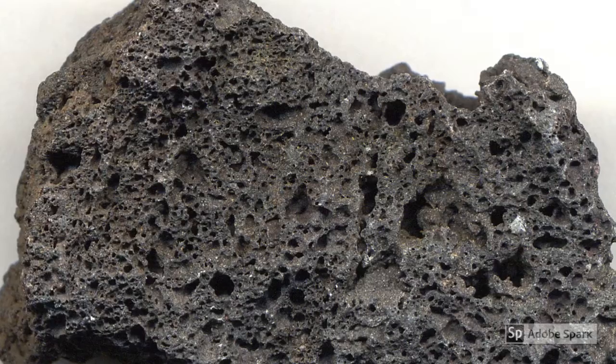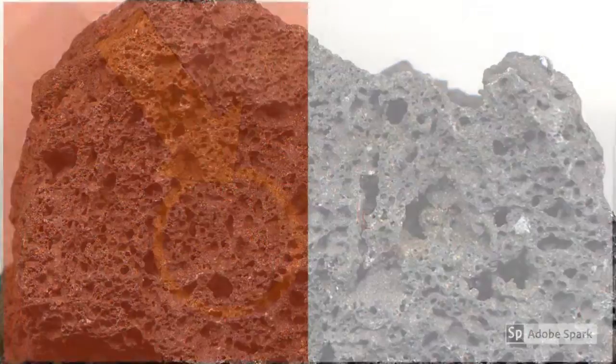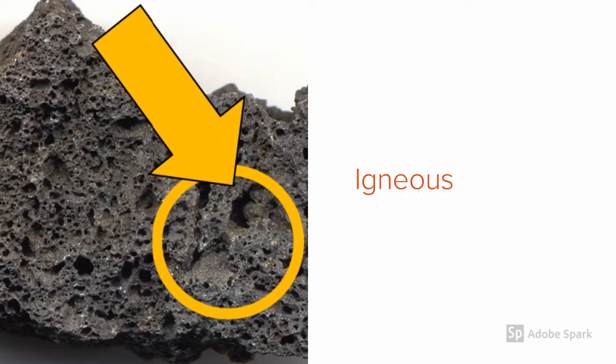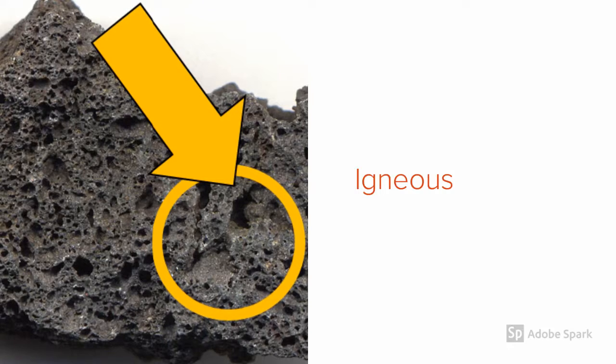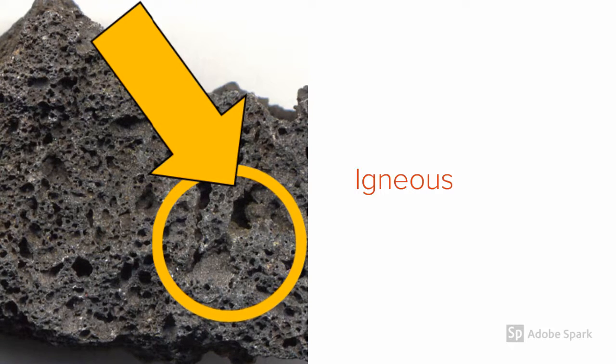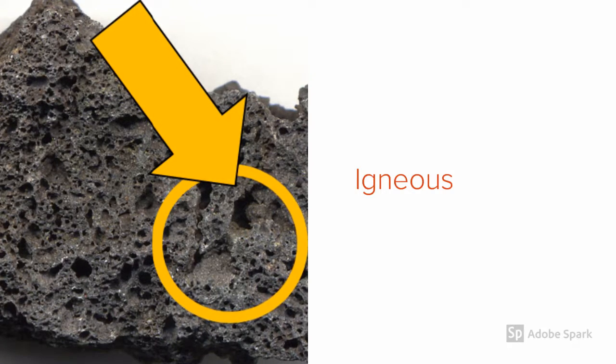What kind of rock is this? This is an igneous rock. We can identify it by the holes in the rock that were once gas bubbles forming in the rock while it cooled. This concludes part 1 of our lesson on rocks and minerals.